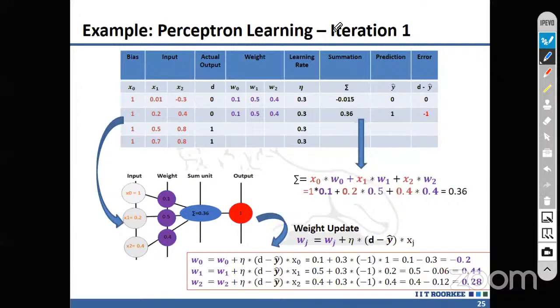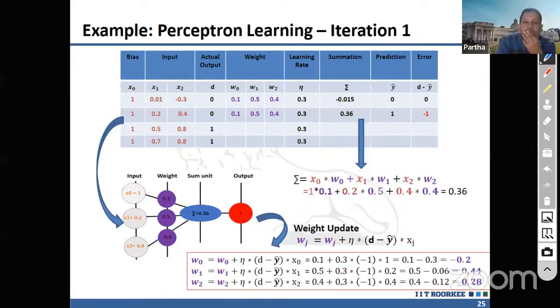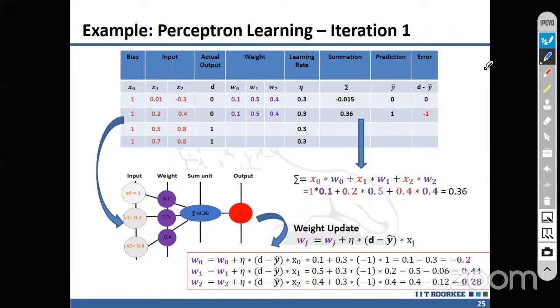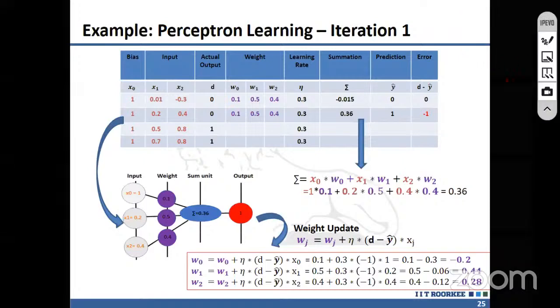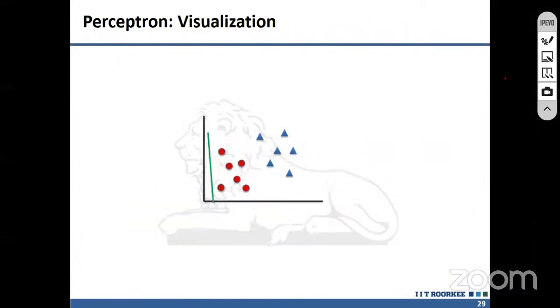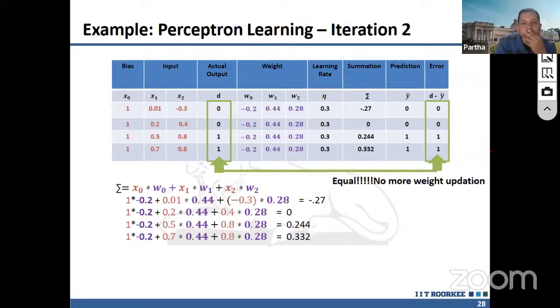She's asking, if the weights are set and the prediction is equal to the actual output, the error should be 0. Yes, slide number 28 she is referring to. I think it is the previous step. So how did we actually modify this weight? After this modification, this is the result.